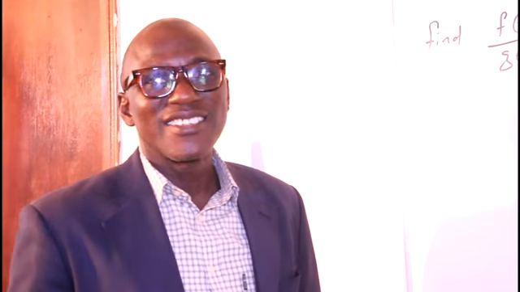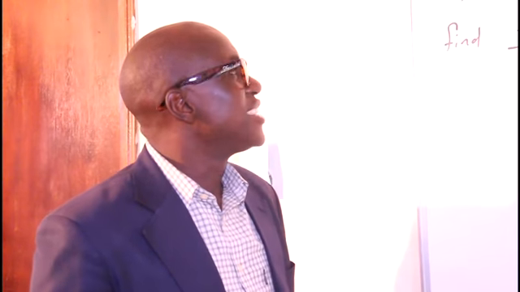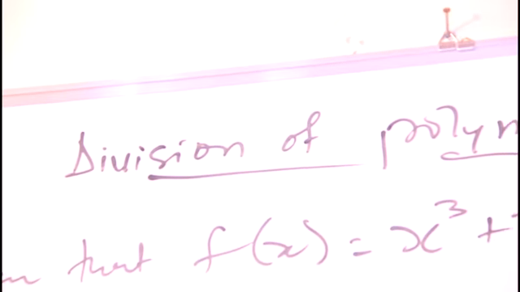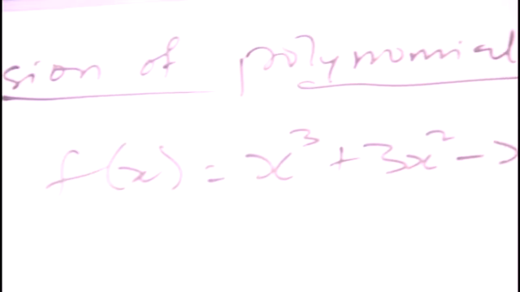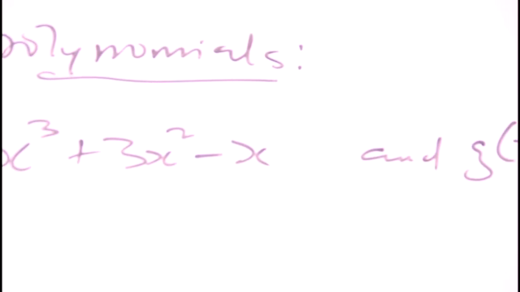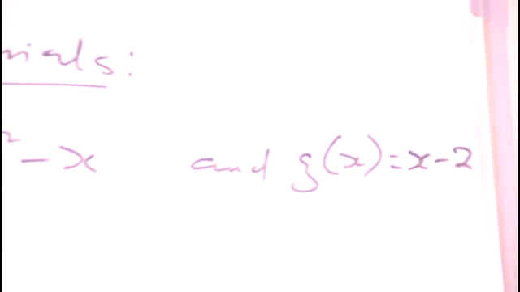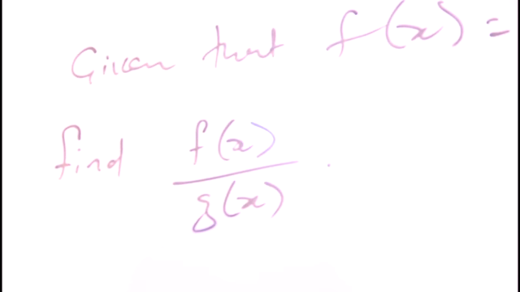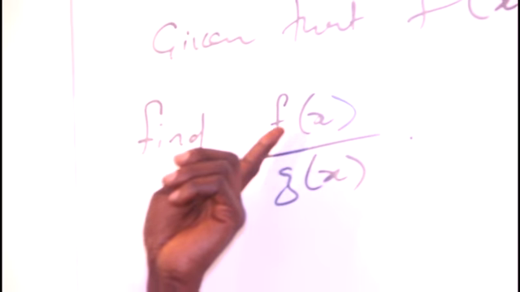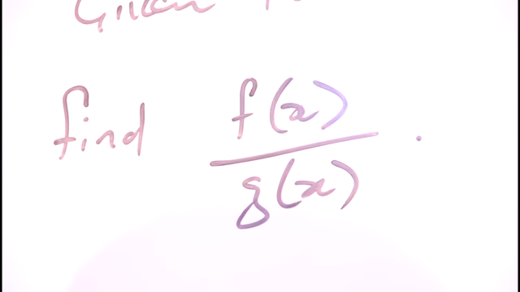Today we are going to discuss a very important topic in polynomials, division of polynomials. Suppose you are given this. It said, given that f of x is equal to x cubed plus 3x squared minus x, and g of x is equal to x minus 2. They now said find f of x over g of x. Now you can easily interpret this by saying they want you to divide this f of x by g of x. So let's do that.